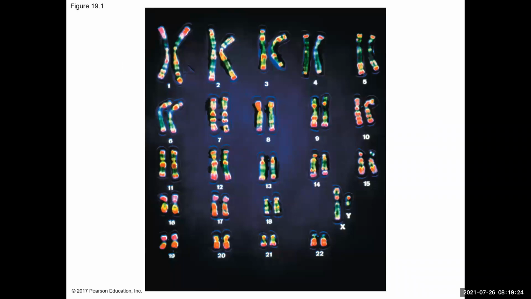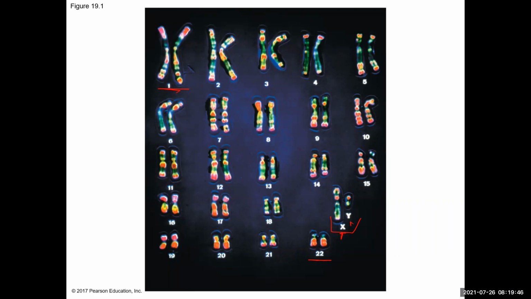And so here's a figure of a karyotype. So you have chromosome 1 all the way to chromosome 22. So those are your autosomes. And then your sex chromosomes here are pair 23. And so this individual is a male. It has an X chromosome and it has a Y chromosome.